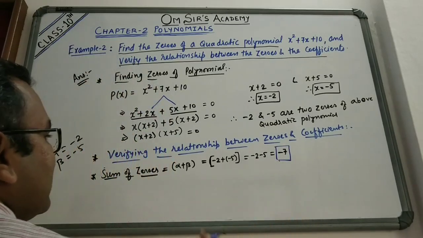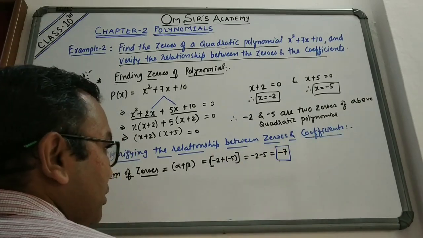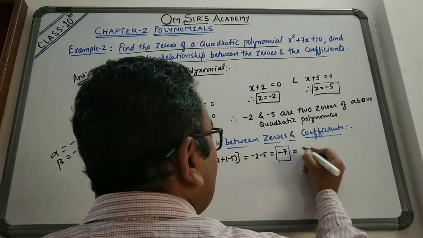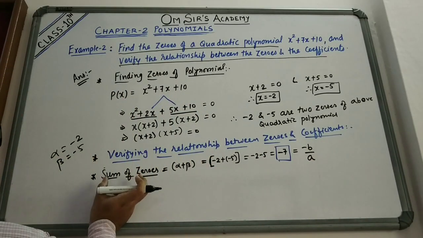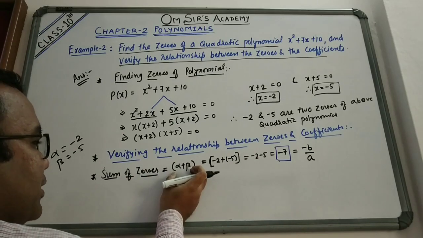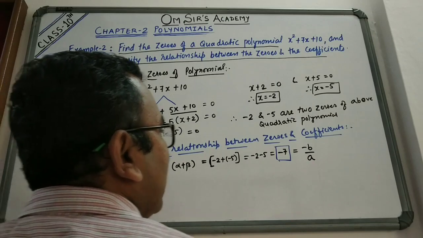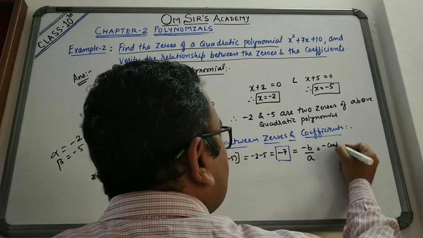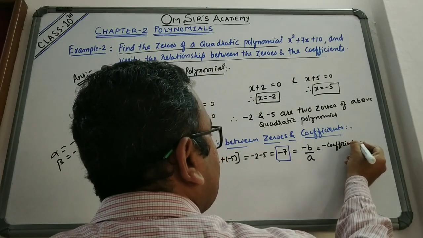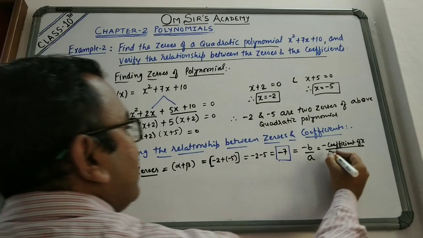Now this is the relationship of zeros. That should be equal to what? That should be equal to minus b upon a. So sum of zeros, that is alpha plus beta, should always be equal to minus b upon a. That is equal to minus coefficient of x upon what is a? Coefficient of x square.